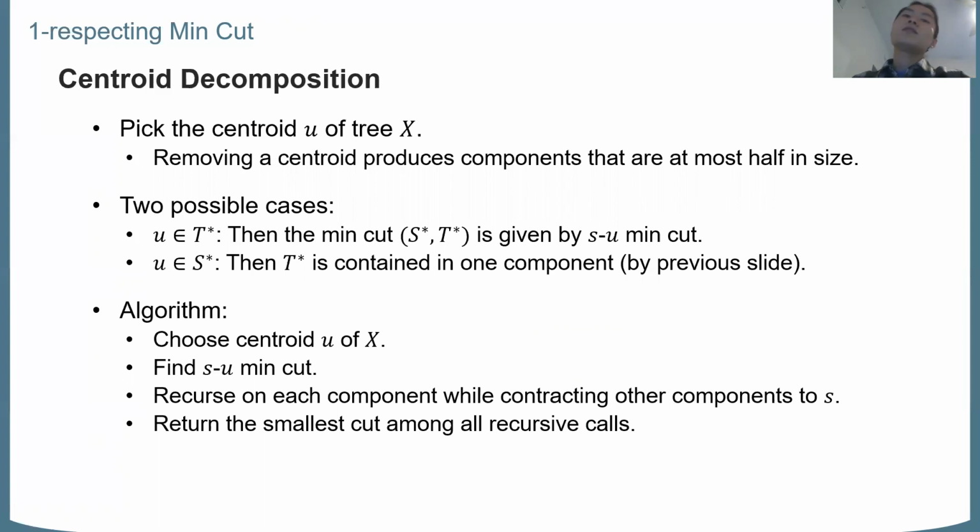So the algorithm will be: choose a centroid, find the SU min cut, and then recurse on each component of the tree after removing U, while contracting all other components to S. Because in the case that the sink side is contained in one component, the other components are in the source side. Then we return the smallest cut. The correctness follows from our analysis of the two possible cases.